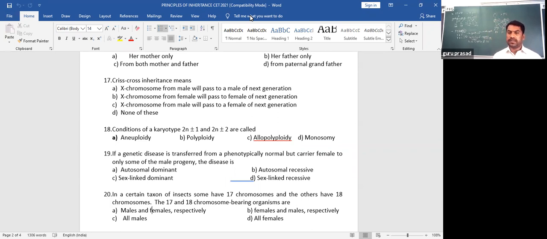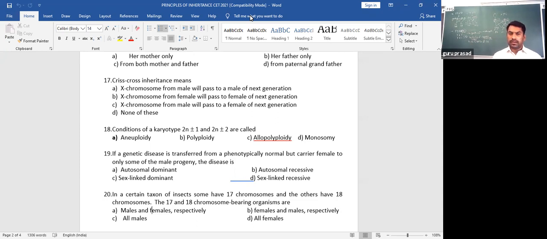Male and female respectively in 17 in one sex, 18 in another sex. So you have to make out which is male and which is female respectively. 17 may be a male and 18 a female, or female and male respectively. In this sense, orderly, it should be male or female. All males, only males, all females.